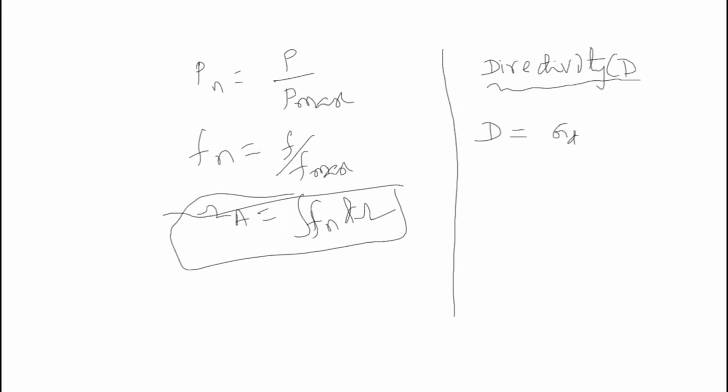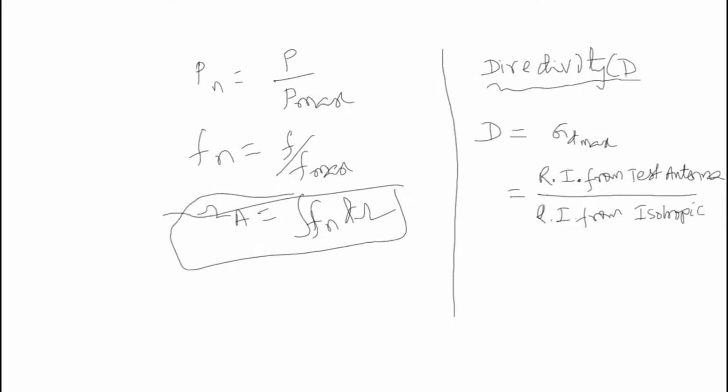GD max. GD max means what? Already we have the definition of the GD. GD is nothing but directive gain. It is defined as the radiation intensity from the test antenna to the radiation intensity from the isotropic antenna. Radiation intensity from isotropic antenna or reference antenna.